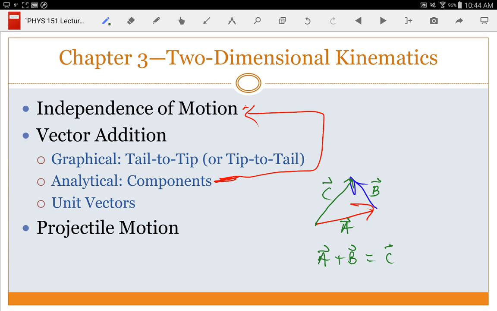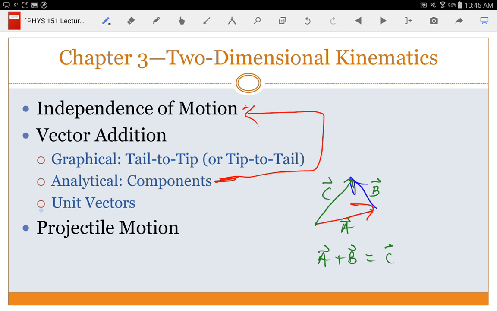You also need to be able to break these into their components, how much in the x direction, how much in the y, and then add them by components. You add, as my high school teacher said, apples with apples. You add the x components separately from the y components.